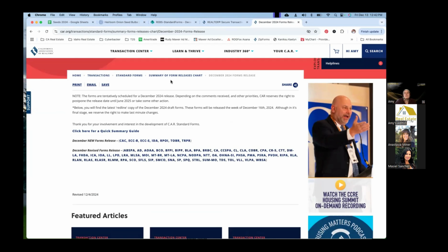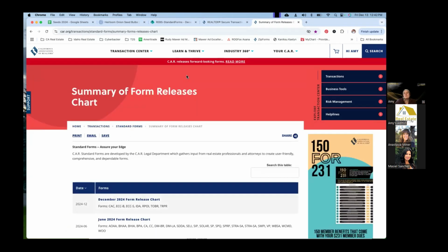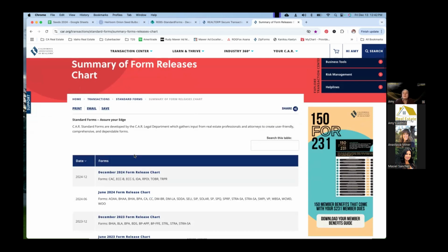So normally what I do is I go back to the summary of form releases chart here across the top. I bookmark this page because I know that they're going to release forms twice a year. This makes it really easy. So I just have it like CAR forms updates. And when it's getting closer, I can just come right back to this page, find the new forms and be able to look at them and review them. But that's how you'd find that information. Or like I said, generally speaking, it has been popping up on my Zip Forms when I open that.